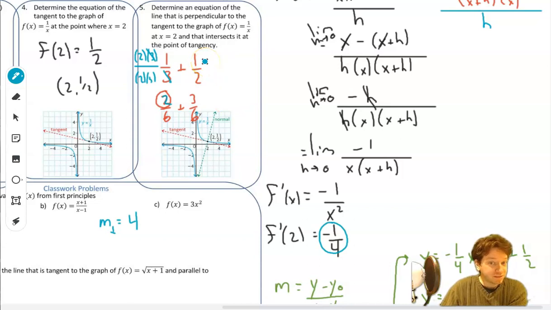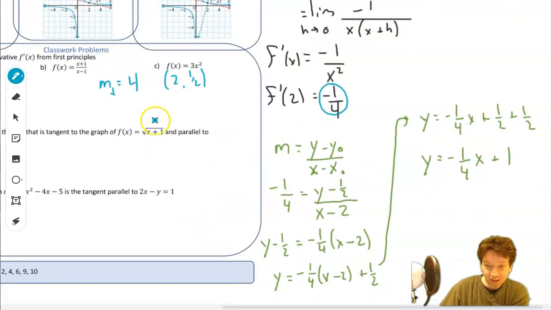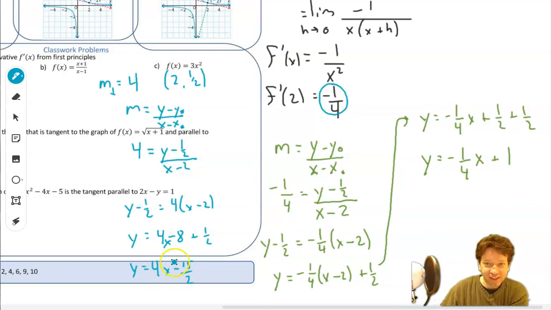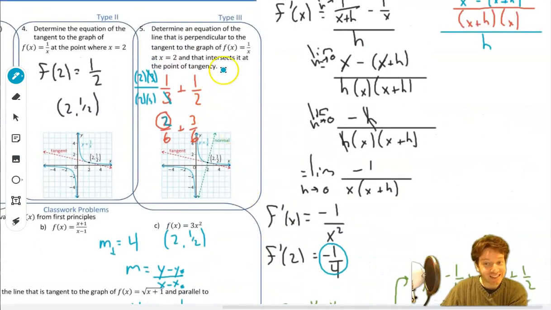Now we still have the same point, right? Because the same point would be on both, which is 2 and 1/2. So all we need to do is apply the same slope formula. m equals y minus y naught over x minus x naught, but we're using this slope instead, the line that's perpendicular. So that'll equal y minus 1/2 over x minus 2, and you just rearrange, so you get y minus 1/2 equals 4 times x minus 2, or y equals 4x minus 8 plus 1/2. So y equals 4x minus 15 over 2. So there's the equation of the line perpendicular to that tangent, but still intersects at that same point.